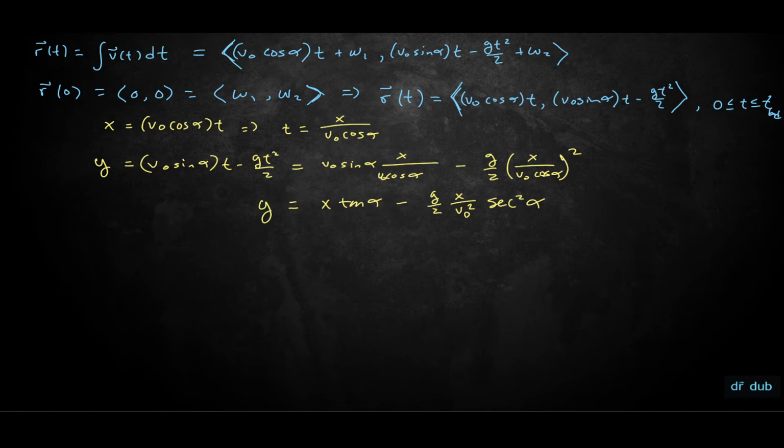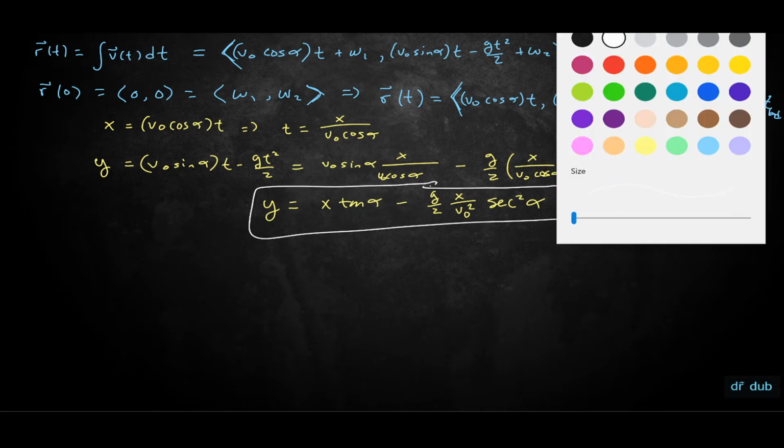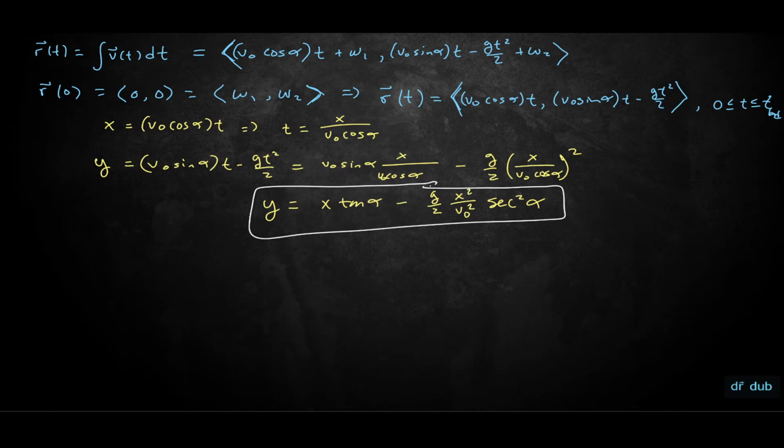So this is actually just a parabola. This is the Cartesian equation of the parabola. Whoops, that should be an x squared right there. So the equation of motion, or the position function, is a parabola. That's pretty cool. It's like a real world application of tangent and secant in the same thing.